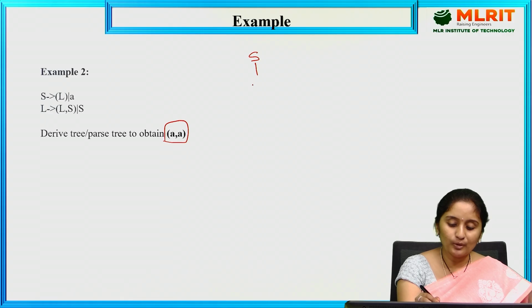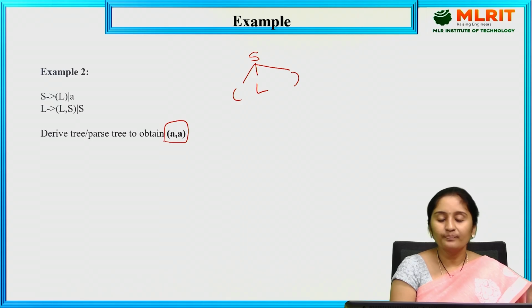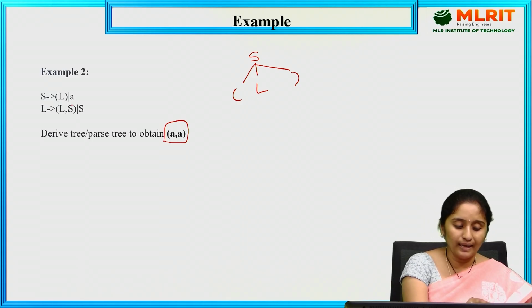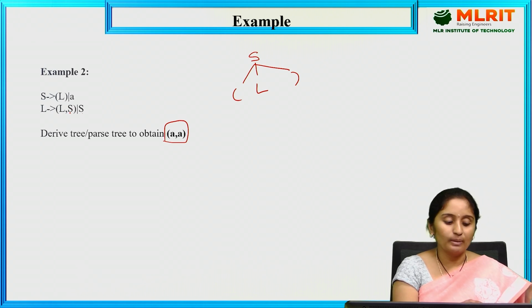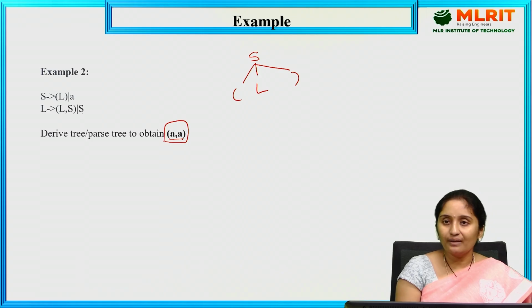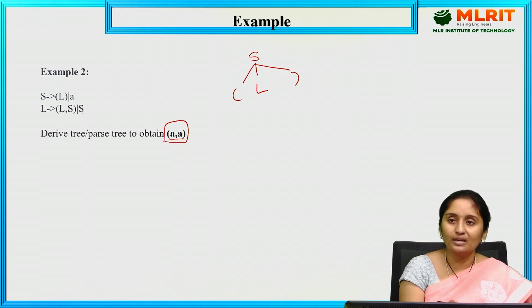So S produces L in brackets, open and close. This L can be replaced with A, L can be replaced with S, or L can be replaced with L comma S. So with what do I need to replace? If I replace this L with S, I will be getting only a single A. But here I am having A comma A. Whenever we derive strings, we need to check the given string, and based on that string we derive.